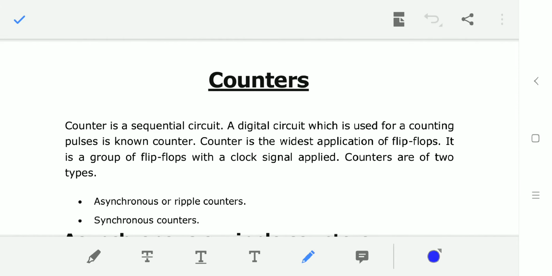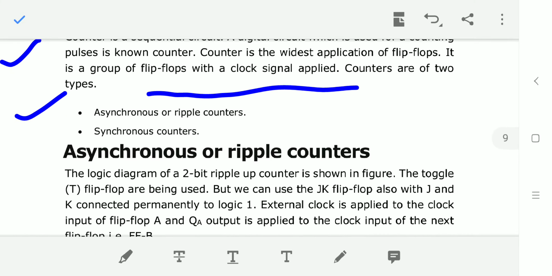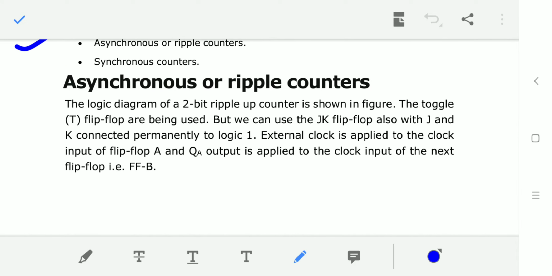Next comes our counters. Counter is a sequential circuit, a digital circuit which is used for counting pulses, known as counting. Counter is the widest application of flip-flop. It is a group of flip-flops with a clock signal applied. Counters are of two types, asynchronous or ripple counters, or synchronous counters. Asynchronous counter or ripple counters.